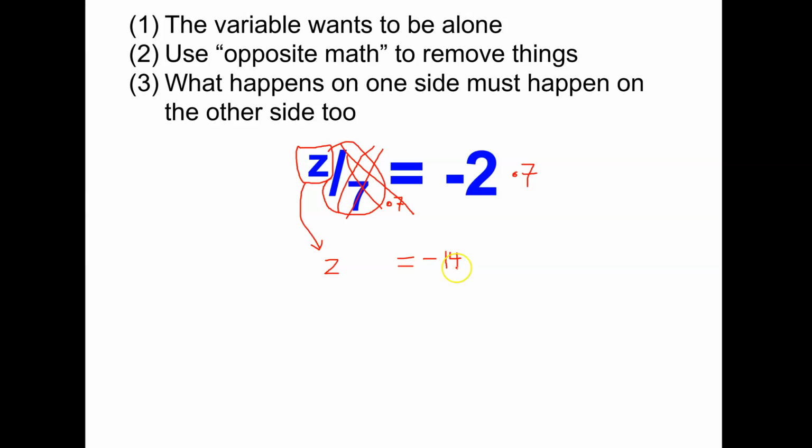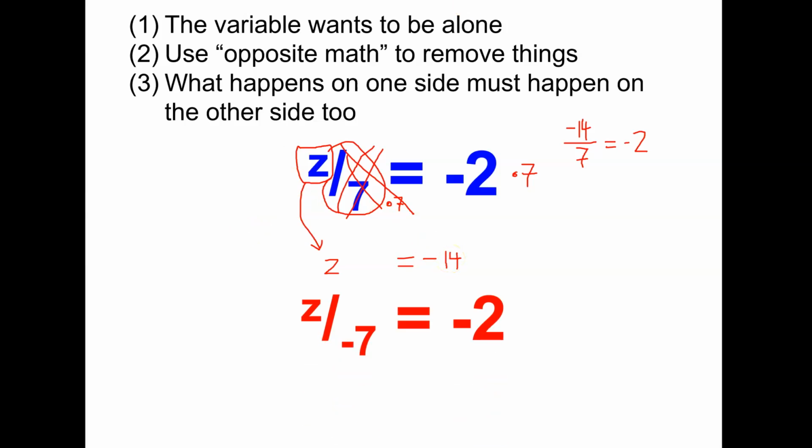-14. If we want to go back and check our work, we can replace the letter Z in the original problem with -14 and see if it works. So -14 replaces the Z, divided by 7 gives us -2. That's mathematically correct, so we have correctly identified the value of Z, -14.